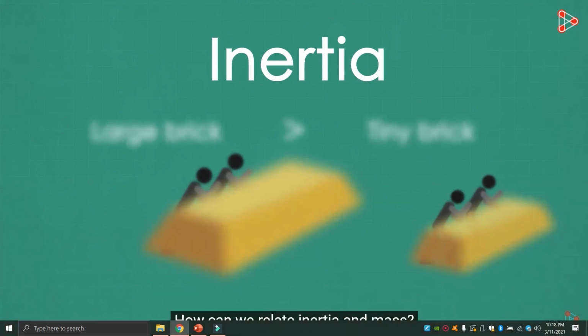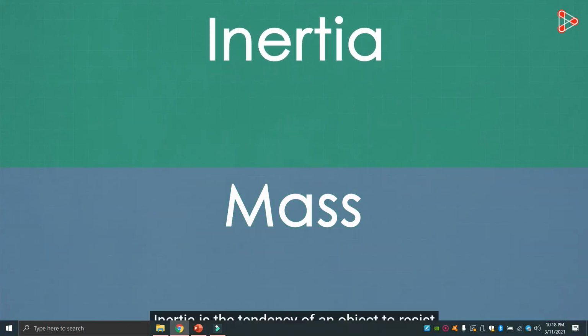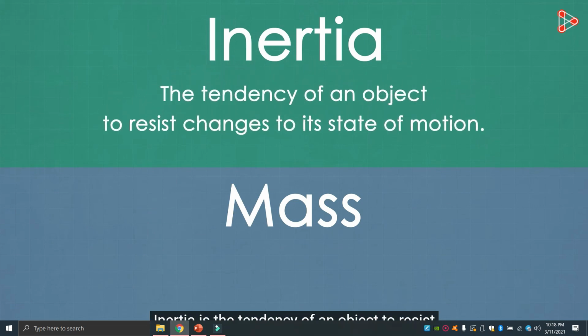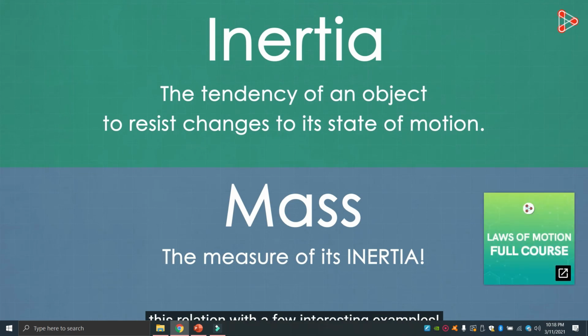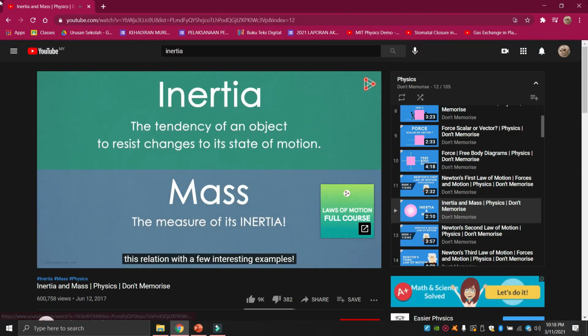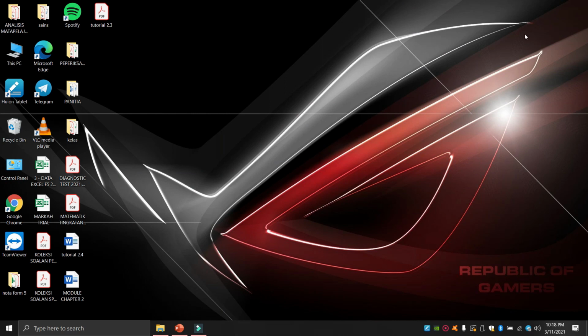How can we relate inertia and mass? Inertia is the tendency of an object to resist changes to its state of motion, and the mass of an object is the measure of its inertia. In the next part of this video, we will understand this relation with a few interesting examples. So that's the video. Right, so I want you to try to do the tutorial 2.4.